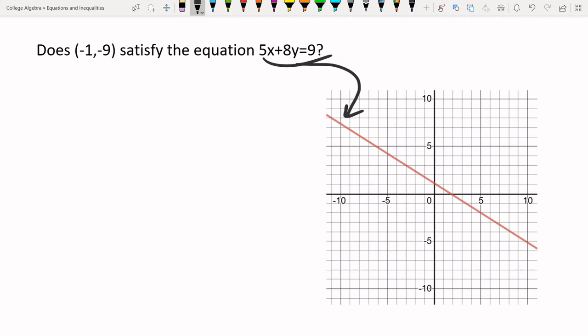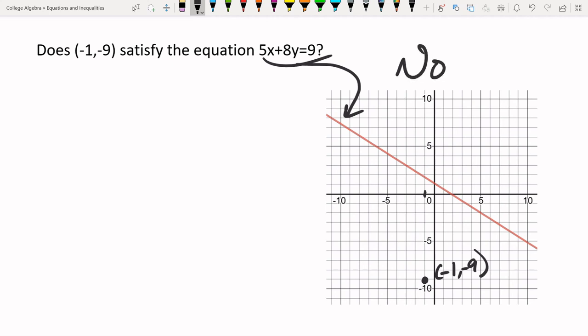To do it geometrically, all we have to do is find -1, -9, that coordinate pair, which is -1's right here, go down to -9. That's that point right there. And this question is pretty much, is that point on the line? Which it is not. So geometrically, we would say no.